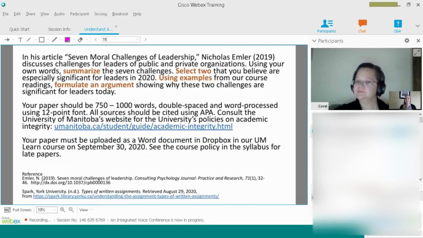So now that we have a good sense of what it is we're being asked to do, we can more easily begin to think about how we might go about doing it. So we can now ask ourselves, how should this paper be formatted and organized? What do you think? Again, please answer in the chat. How should this paper be formatted and organized? And Coral, hop in whenever you've got responses.